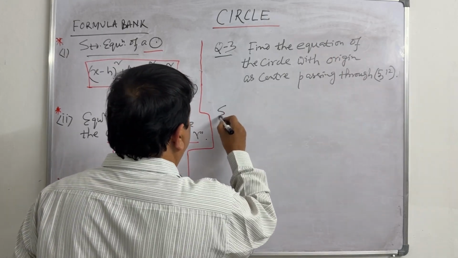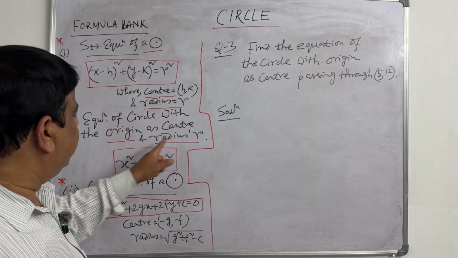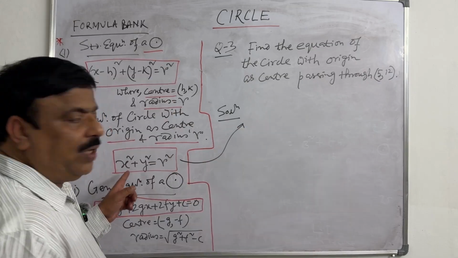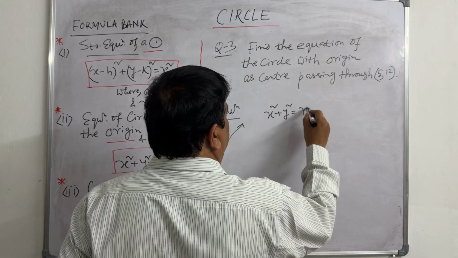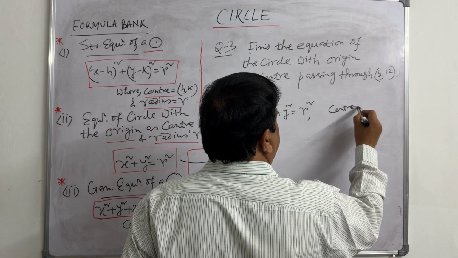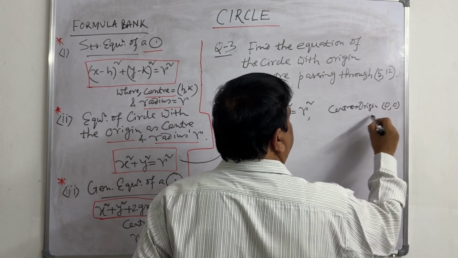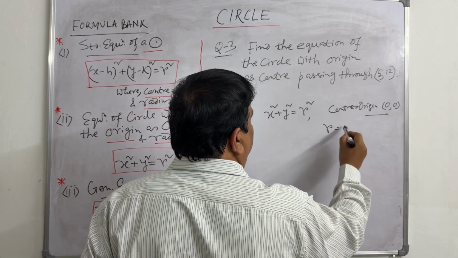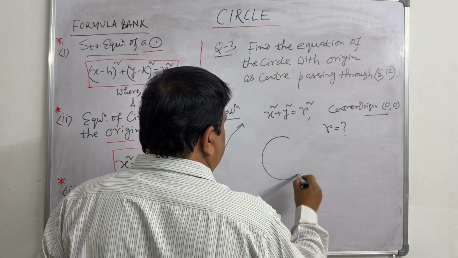What is the solution? You know, equation of a circle, the origin as center and radius r is this. So you can use this formula here, x square plus y square, that is equal to r square, where origin is the center. It is origin, coordinate of origin is 0, 0. Okay, now what should I find out? I have to find out the value of r from the given condition.